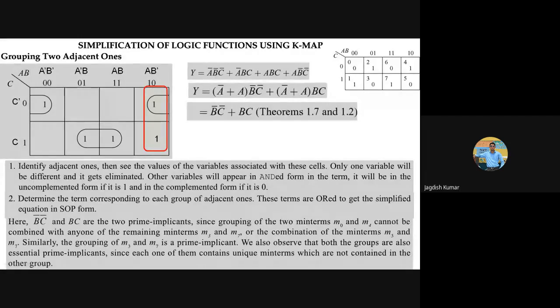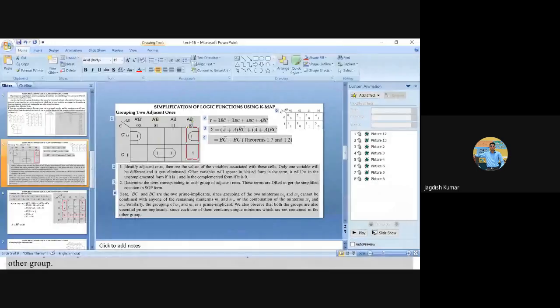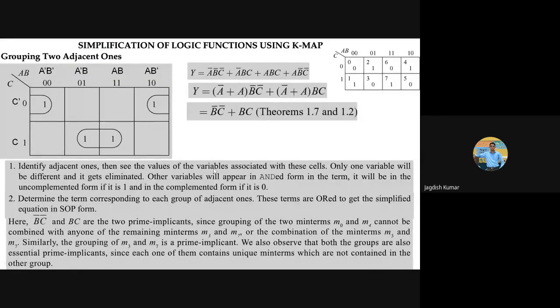Let us delete this one so that we don't confuse ourselves. This part is done, so I'm removing this and this one as well to avoid confusion, because the discussion is with respect to this table. So M4 and M1, we can't make any other pair beyond this. This kind of diagonal pair is not allowed. Make sure, this won't work. Similarly, M3, M7 is another prime implicant.